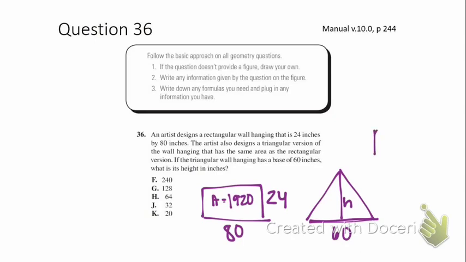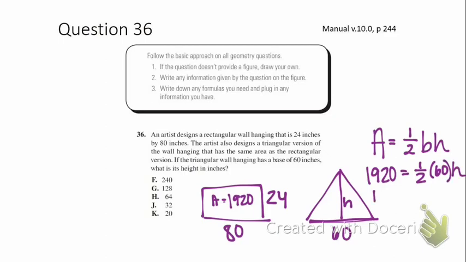So I need to set up my formula for area of a triangle. I know area of a triangle is 1/2 base times height. So I know the area is 1,920. I know the base is 60. I'm solving for the height. So 1,920 equals, so 1/2 times 60 is just 30. So then I can just divide by 30 to solve for the height, and I should get 64 inches.